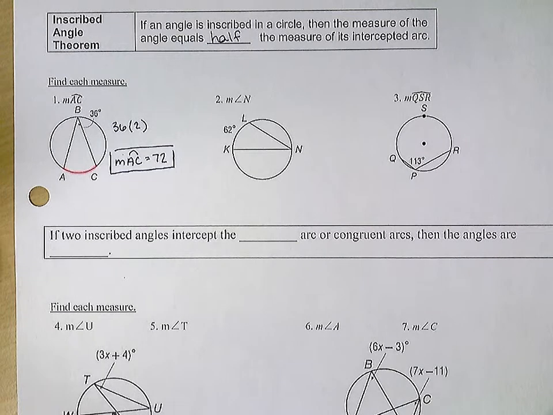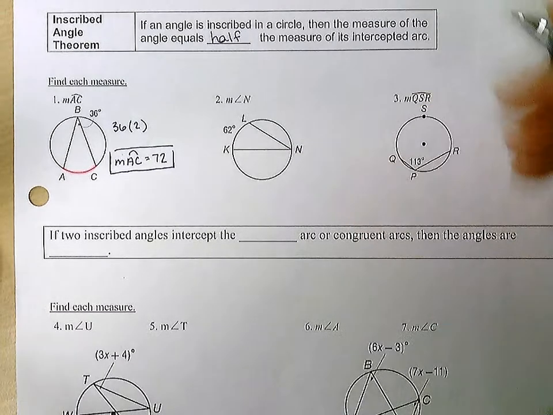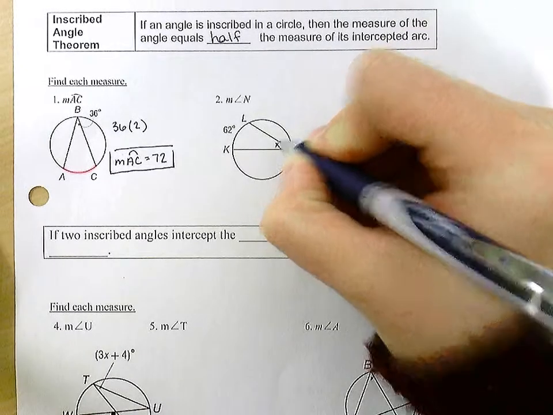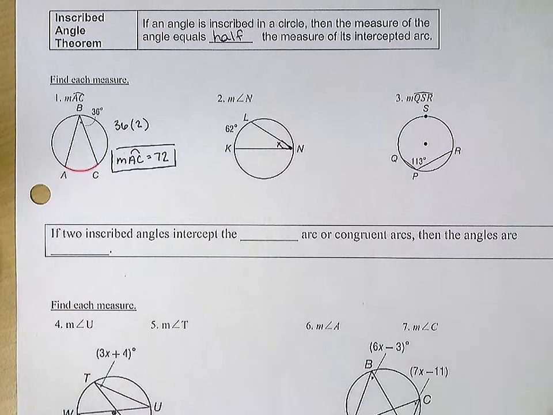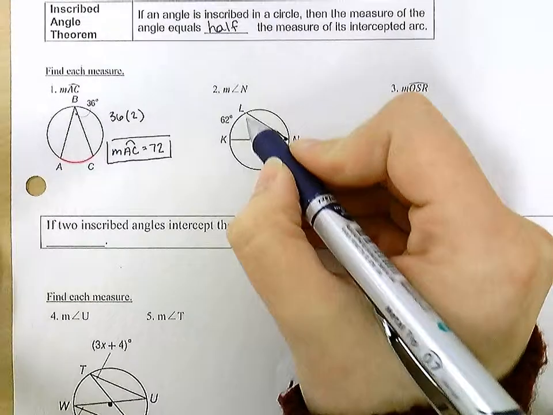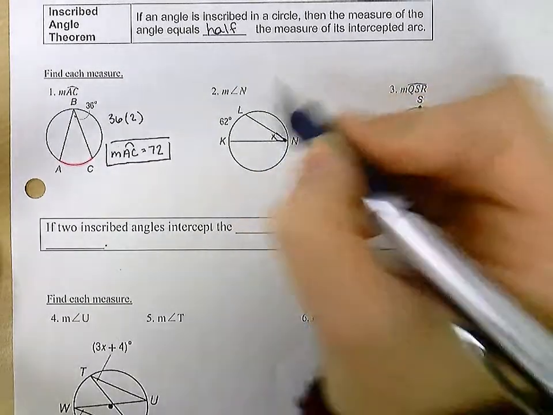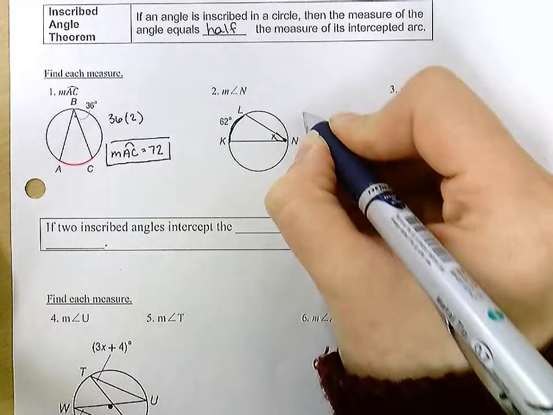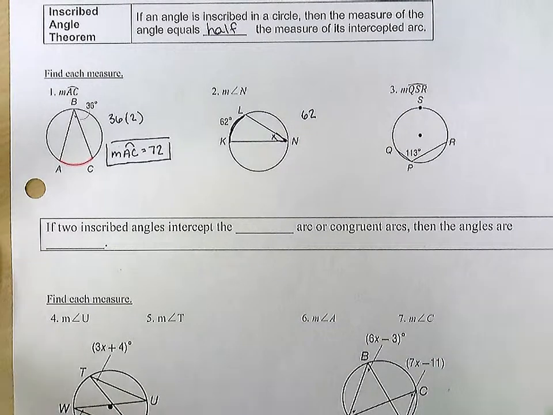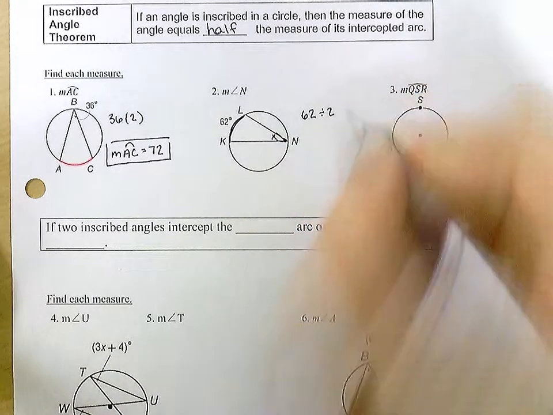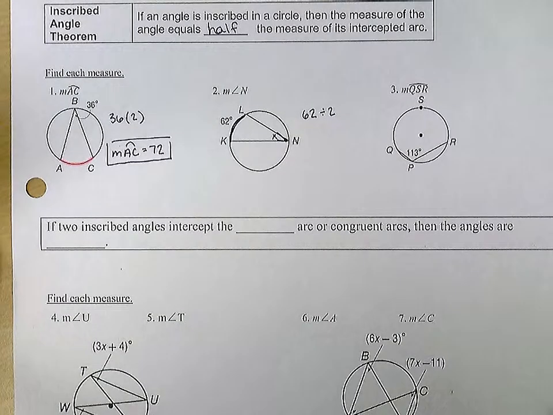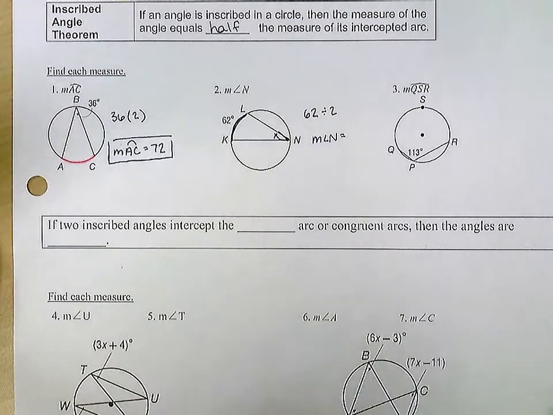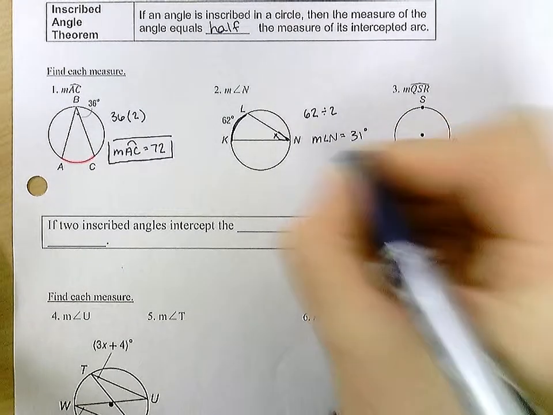Next one. I want to find the measure of angle N. That means it's looking for this angle right here. I'm going to take that intercepted arc of LK, which is 62, and divide that by 2 to get that angle measure is 31 degrees.